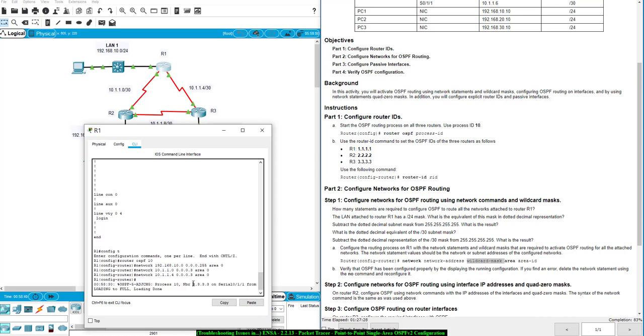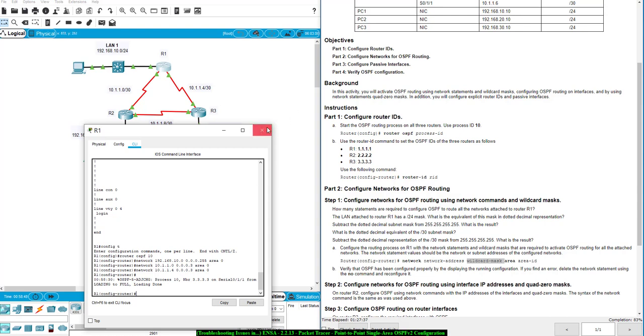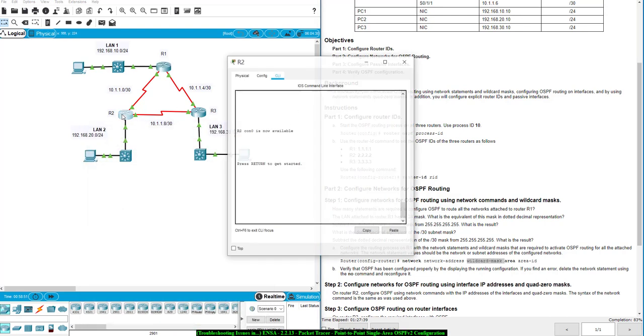All right, and matter of fact, it found a neighbor. Router 1 found router 3. So that's good stuff. We didn't see that before. All right, but now let's go over to router 2 and look at it.